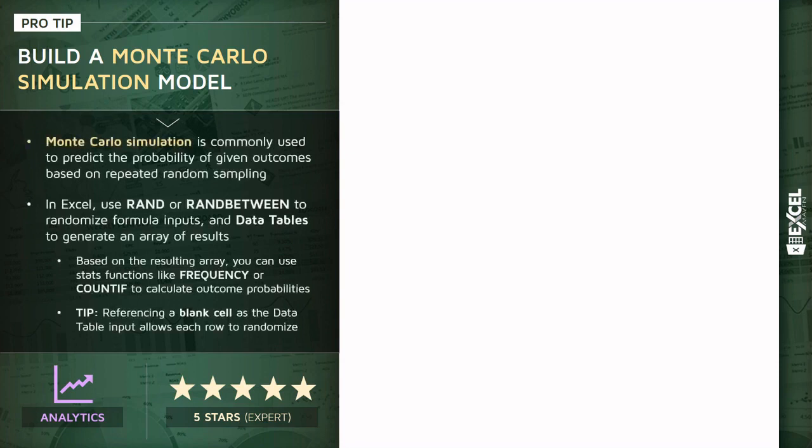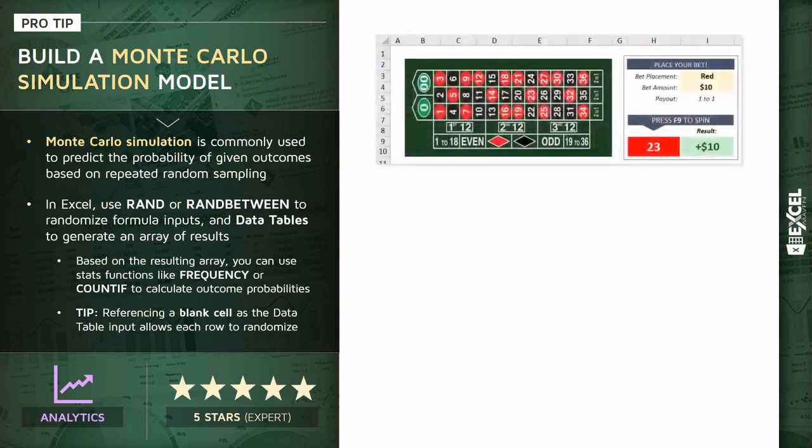Now, Monte Carlo simulation is typically used to predict the probability of some future outcome or outcomes based on repeated random sampling. In other words, we randomly simulate the same outcome over and over and over and over again, and then analyze the resulting array of results. So what better way to demonstrate Monte Carlo simulation than to build our own roulette simulator in Excel? So the way this works is that you can place a certain type of bet, red or black, even or odd, specific numbers, and each bet is associated with a given payout.